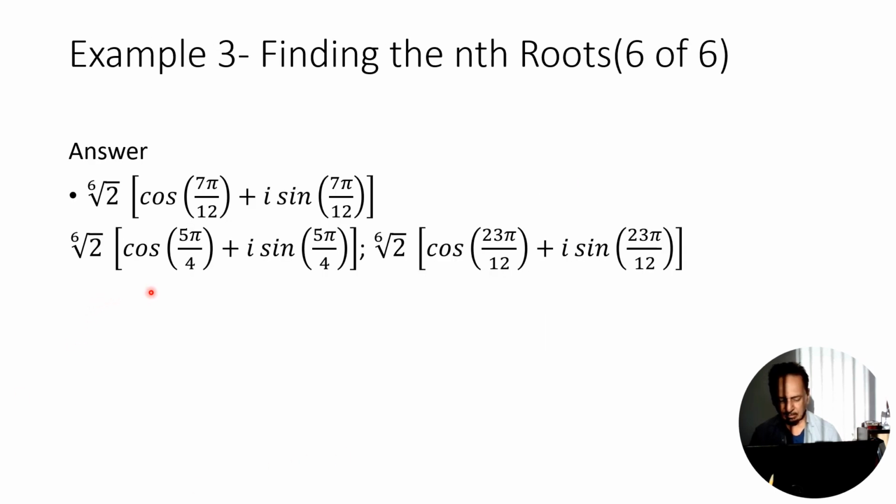So we write all the solutions. The first solution is sixth root of 2 times cosine 7 pi over 12 plus i times sine 7 pi over 12. The second solution is sixth root of 2 times cosine 5 pi over 4 plus i times sine 5 pi over 4. The third solution is sixth root of 2 times cosine of 23 pi over 12 plus i times sine of 23 pi over 12.